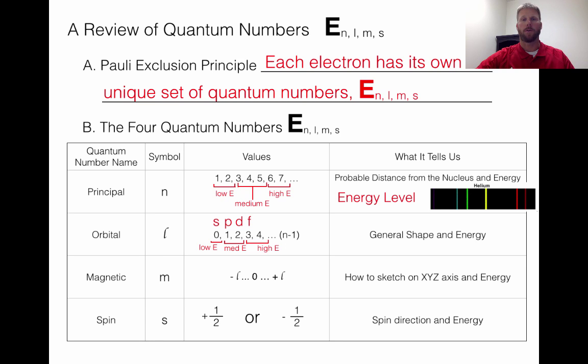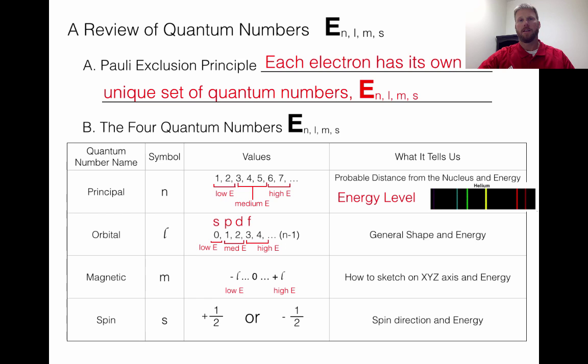Okay, the next quantum number is the magnetic quantum number. It gets the symbol m, and it has values ranging from negative L to positive L. And once again, the negative numbers correspond to low energy states for that electron, and the positive numbers correspond to high energy states. And the magnetic quantum number tells us how the orbital is arranged in 3-dimensional space, what axis it's on, x, y, or z.